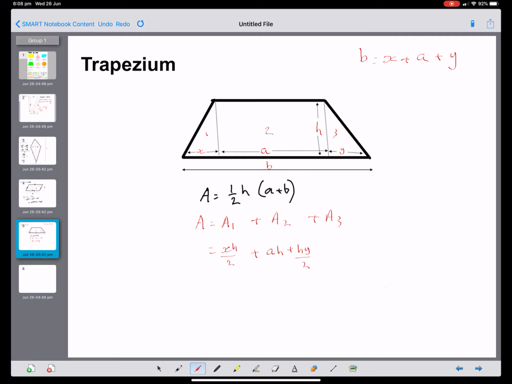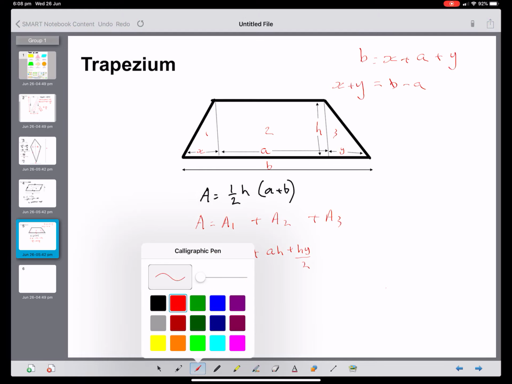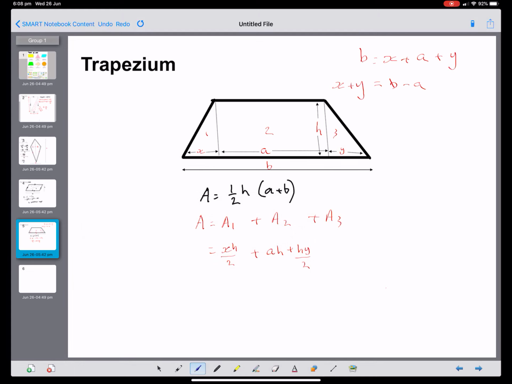So let's get a value of X plus Y, which is equal to B minus A. And we get that from subtracting A from both sides. Minus A, minus A. Okay, so let's do some factorization here. We can take out half H, and we're just left with X here.